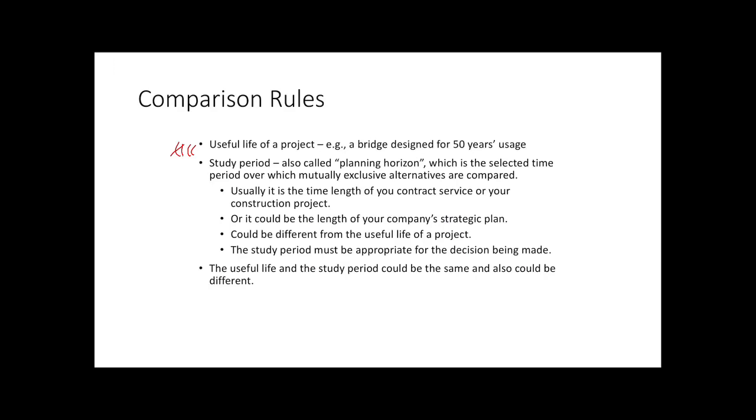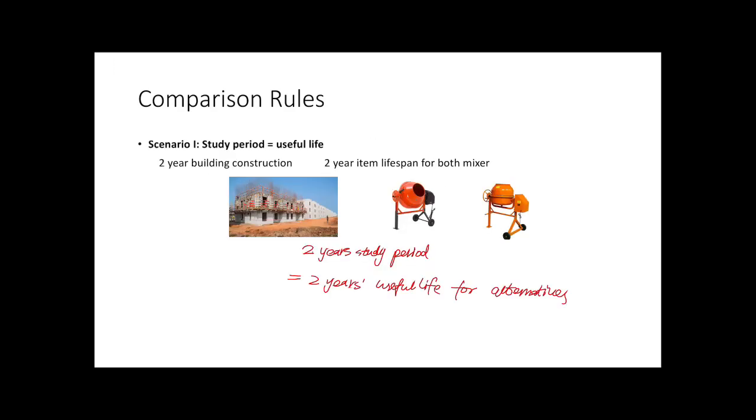And then we talked about the comparison rules once you have multiple alternatives. So the basic rule is you want to make sure the study period is equal to the useful lives of all the alternatives. If not, you have to do some adjustments. And one scenario you can have is the study period is the same as the useful life. And then you don't have to do any adjustment. You just draw the diagrams and convert all the cash flows for each alternative to the same time spot, either present or future or annual. And then you compare which one gives you the greatest positive number or the least negative number.